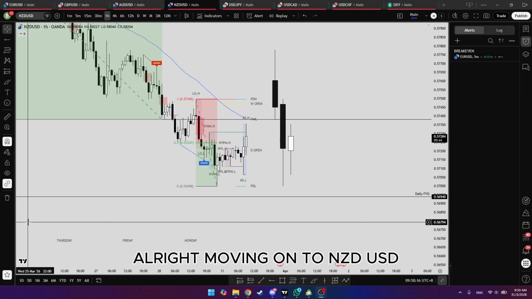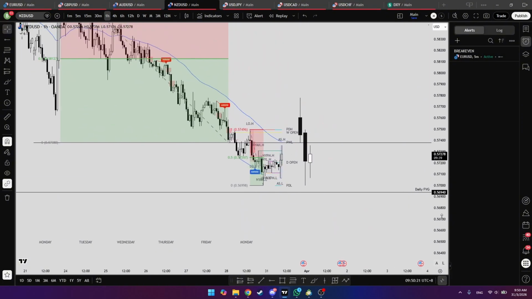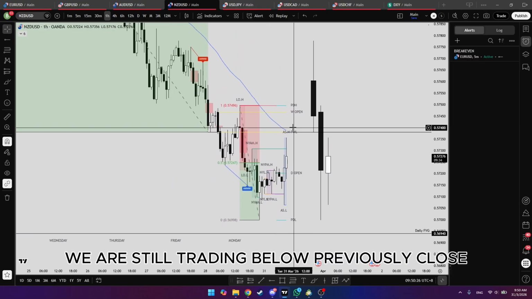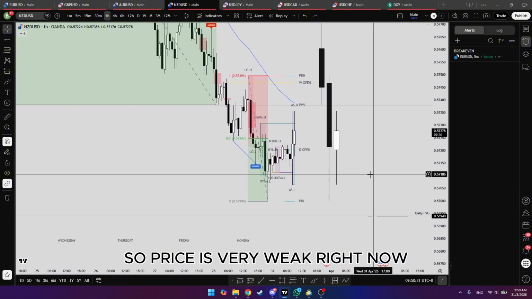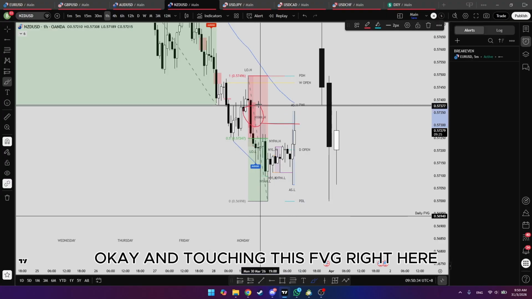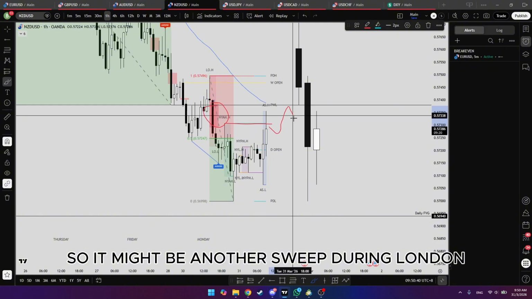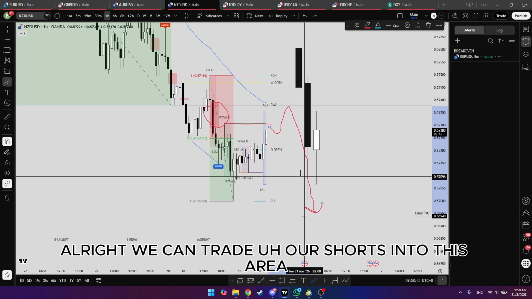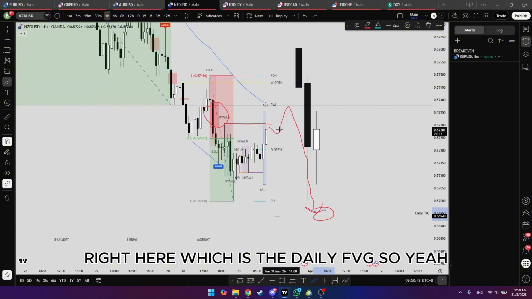Alright, moving on to NZD USD. So overall market structure is still bearish. As with the other pairs, we are still trading below previous week lows and weekly open. So price is very weak right now. And we can see that during Asia, it swept this high, and touched this FVG right here. So it might be another sweep during London before going down. So overall bias is still bearish. We can trade our shorts into this area right here, which is the daily FVG.